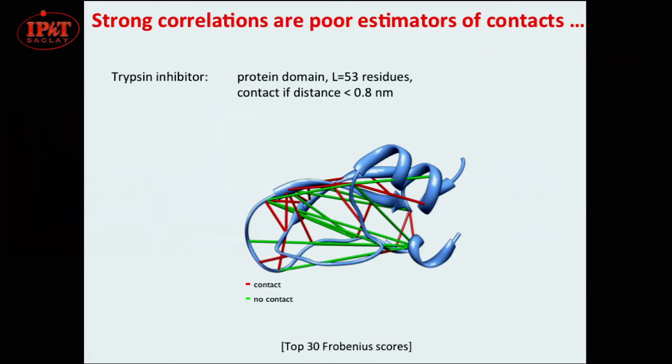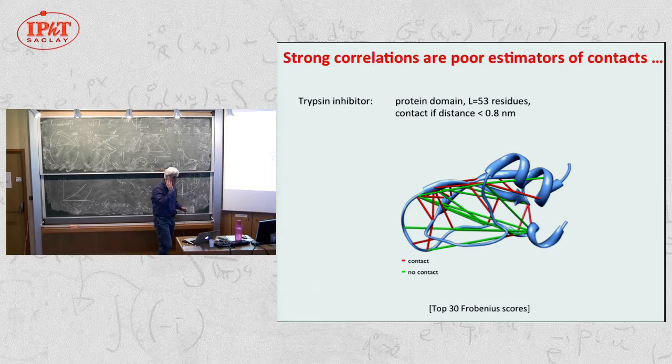And this is what you get, for instance, for one domain, which is a trypsin inhibitor. So the trypsin is a protease which actually digests and cleaves some peptidic chains. And the inhibitor is a protein which prevents the trypsin from acting, which is an important thing in metabolism. Okay, so this is for this protein domain of 53 residues.